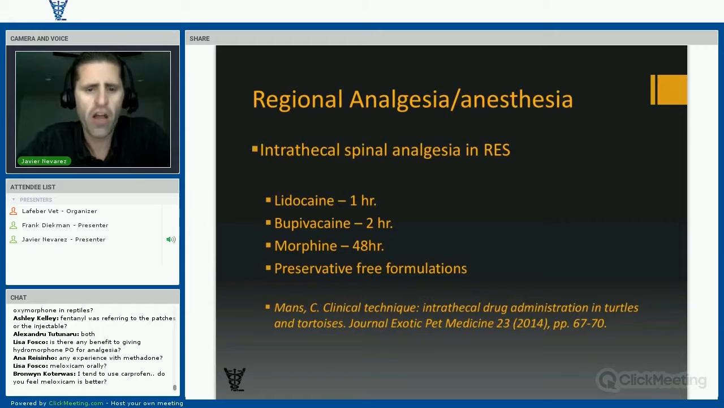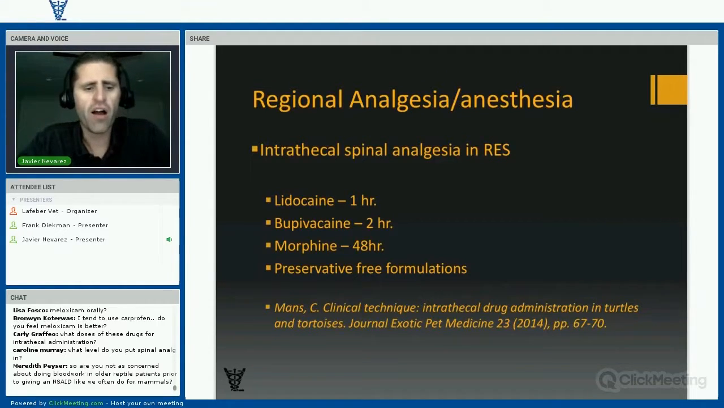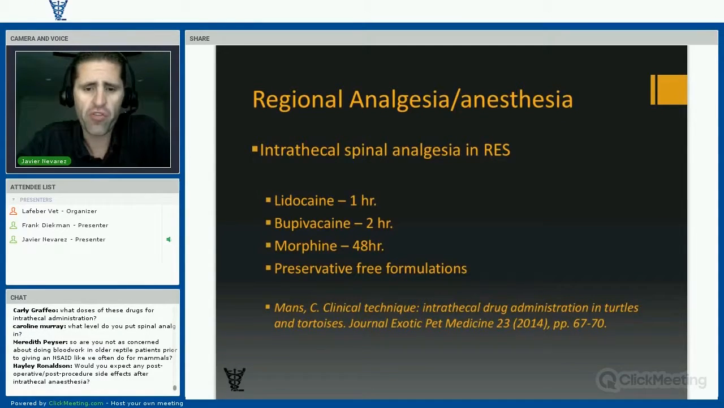I don't typically do general anesthesia anymore. I just do this intrathecal technique. And then the phallus will become very flaccid. It'll come out of the cloaca very easily, very easy to work with. That's one technique to definitely try a few times.